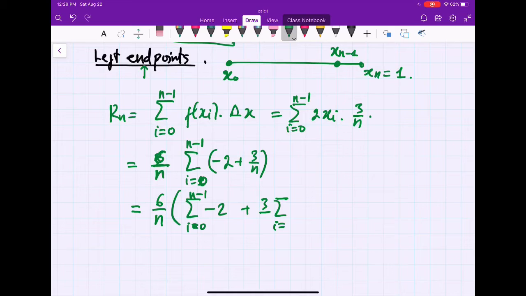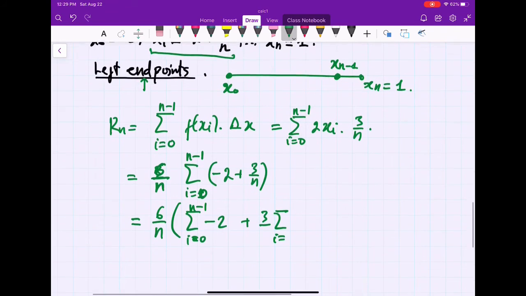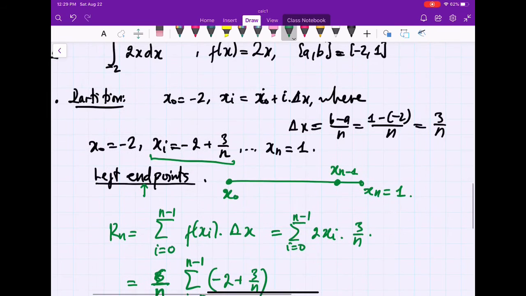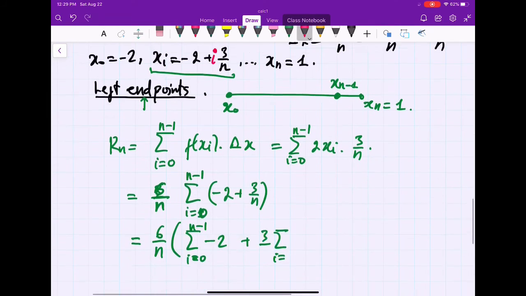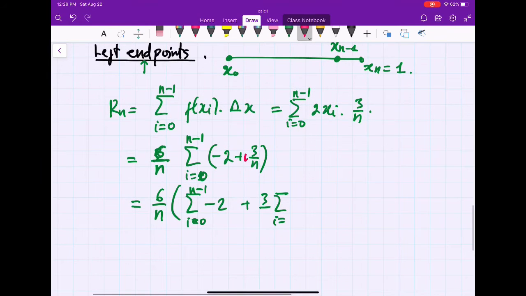Actually you can write 3 over n. I think I did something wrong here. I think I mixed up i. Sorry for this. So I have i in here.